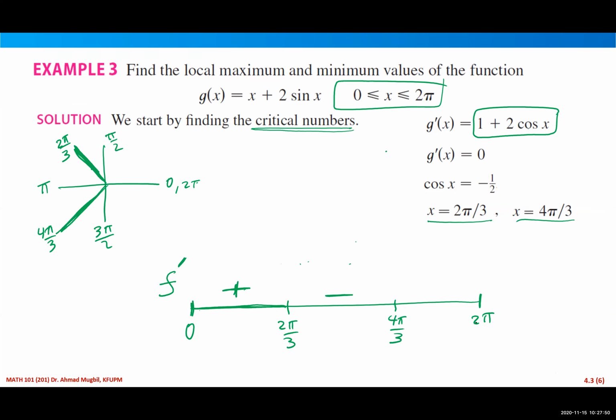Now, between 4 pi over 3 and 2 pi, it is better to choose 3 pi over 2. Choose 3 pi over 2. This will be 0 again, because cosine 3 pi over 2 is also 0. So it will be positive again.